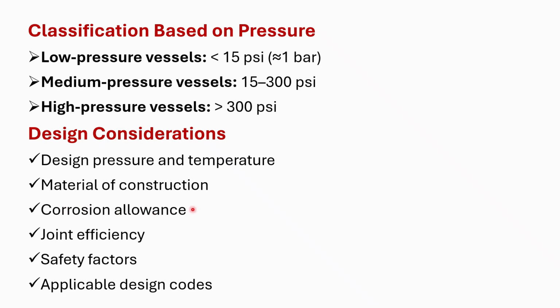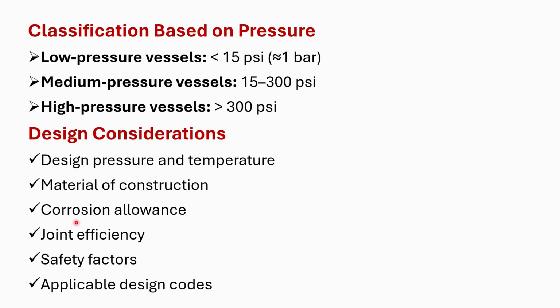Next, coming to corrosion allowance. This is an important factor in the design considerations. It is the intentionally added thickness to your pressure vessel to compensate for the expected material loss. The addition of corrosion allowance increases the service life of the vessel. It prevents leakage and rupture of the vessel under drastic conditions. It is selected based on the design code and safety standard.